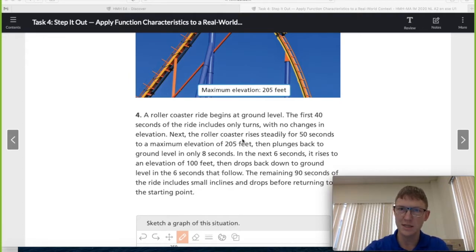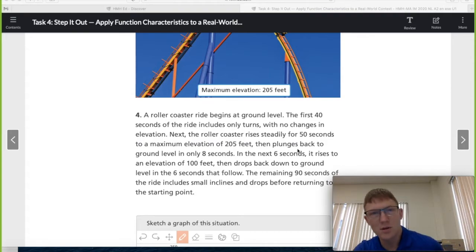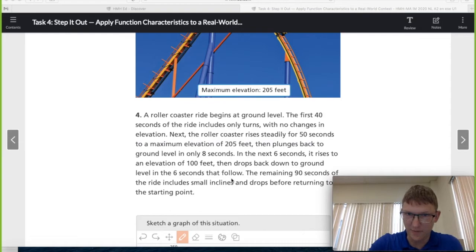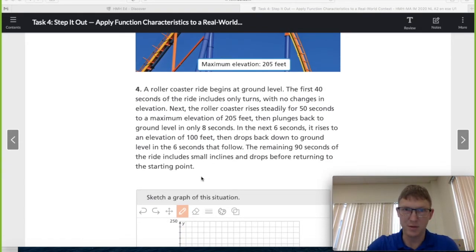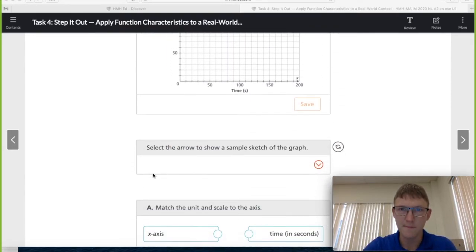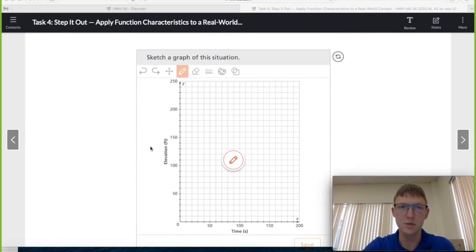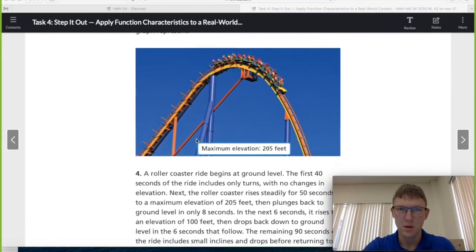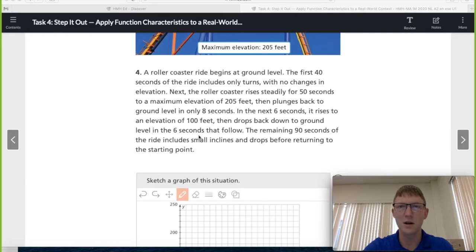Next, the roller coaster rises steadily for 50 seconds to a maximum elevation of 205 feet, then plunges back down to ground level in only 8 seconds. In the next 6 seconds, it rises to an elevation of 100 feet, then drops back down to the level in the 6 seconds that follow. The remaining 9 seconds of the ride includes small inclines and drops before returning to its starting point. So you can use that information even though you don't have exact numbers.